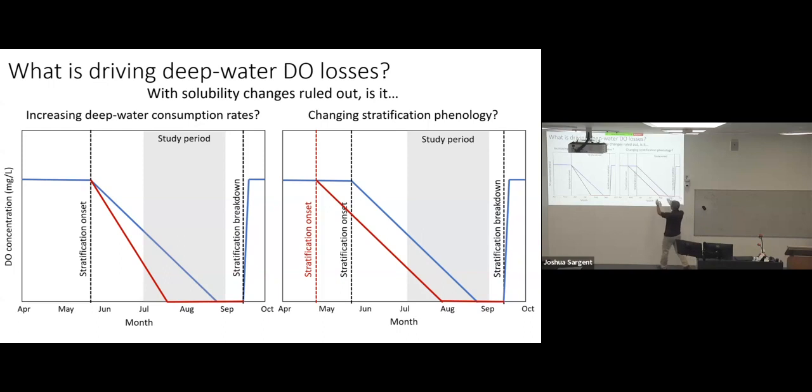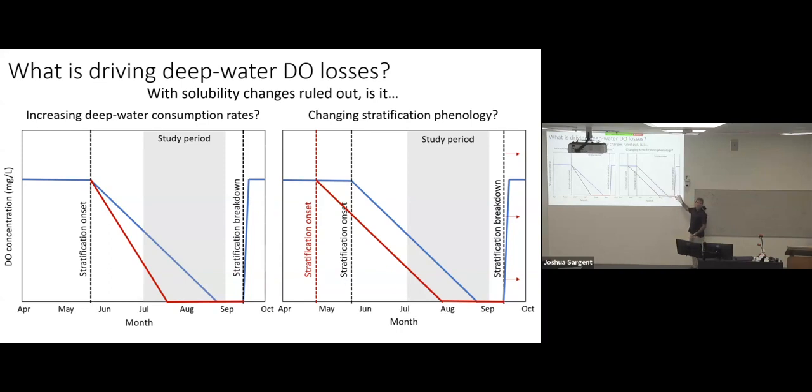And so if we're looking at July and August, even if the rate of oxygen consumption hasn't increased, but oxygen consumption starts earlier, by the time we get to that July and August timeframe, then we're going to see lower dissolved oxygen concentrations. So we ask, okay, what is it? Is it both perhaps? Do we see changes in our consumption rates, or do we see changes in our stratification phenology?